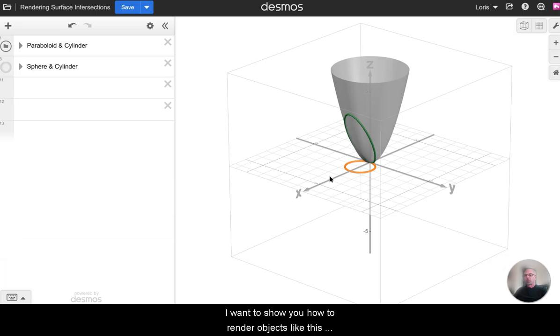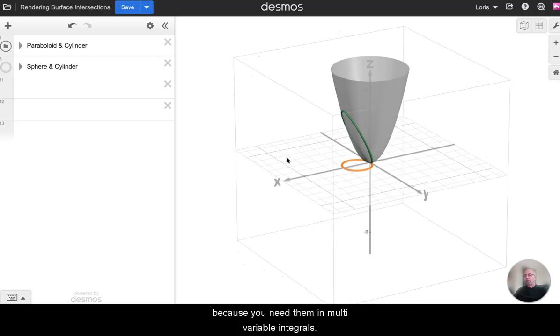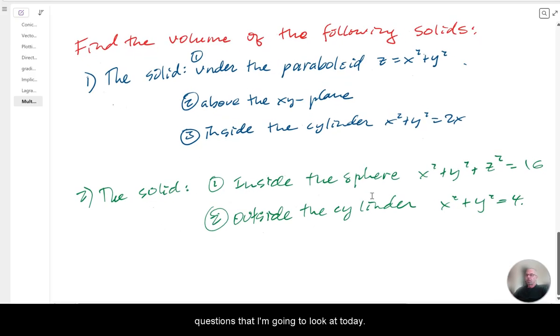I want to show you how to render objects like this because you need them in multivariable integrals. So there could be one or two questions that I'm going to look at today. It says find the volume of the following solids.